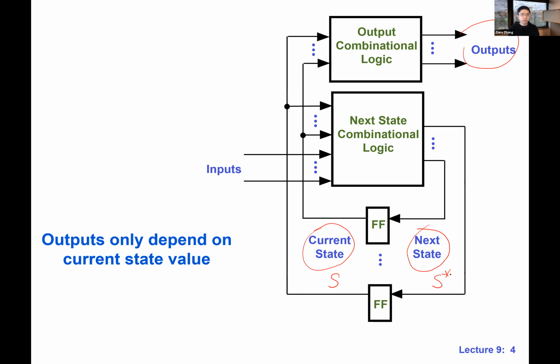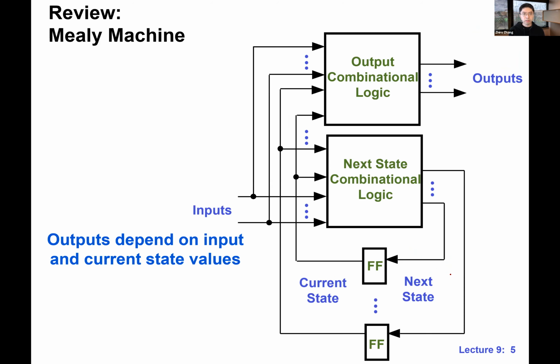All right, so again, this is a Moore machine, since output depends only on the current state values. And we also talked about the Mealy machine, where output depends on both inputs and the current state values.